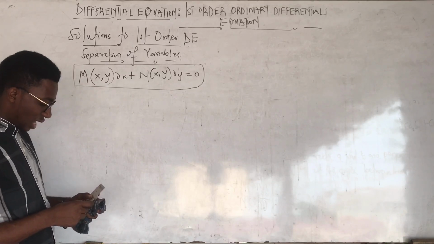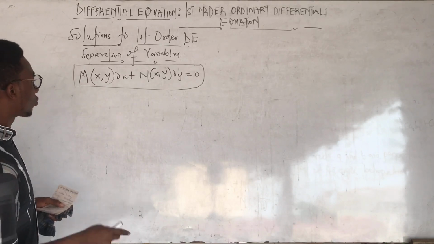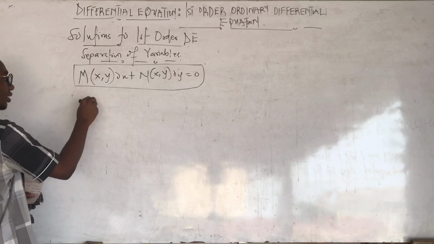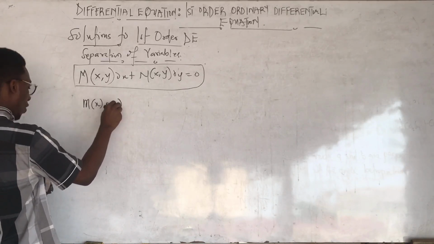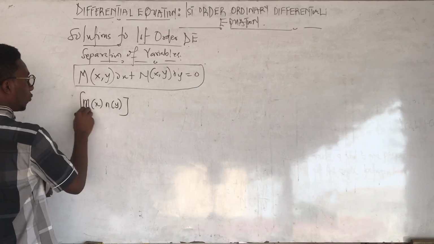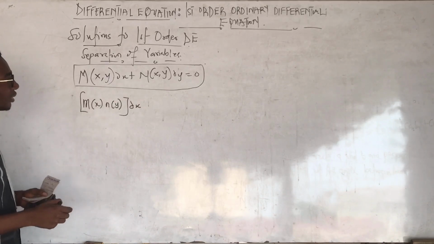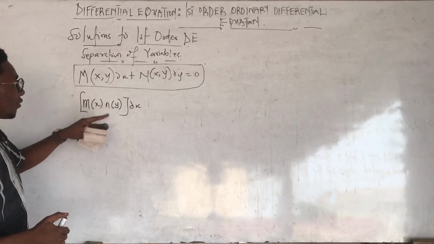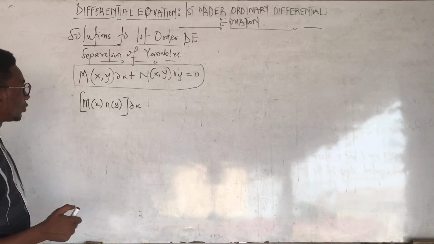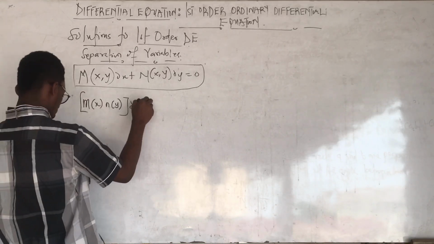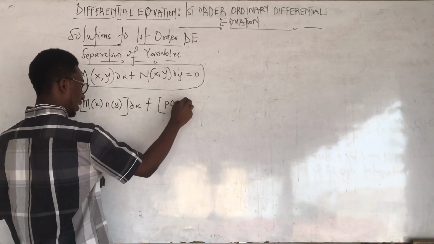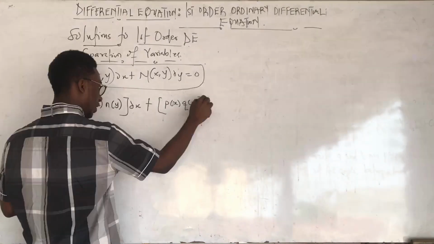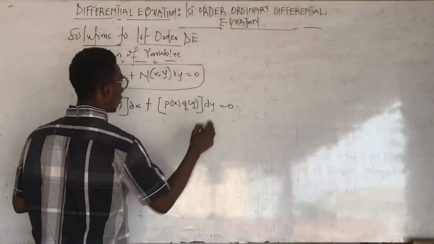All right, let's consider an equation of this nature: m of x multiplying n of y with respect to dx, m of x multiplying n of y with respect to dx, plus p of x multiplying k of y with respect to dy is equal to 0.